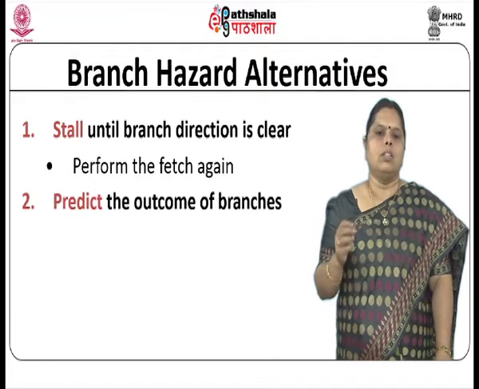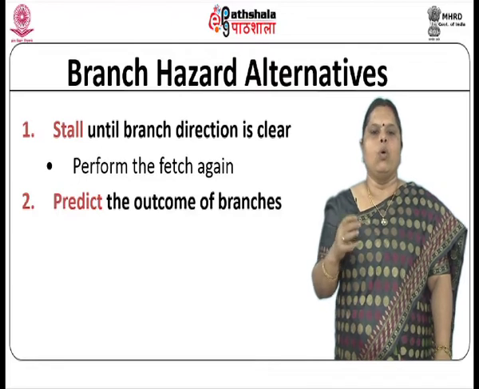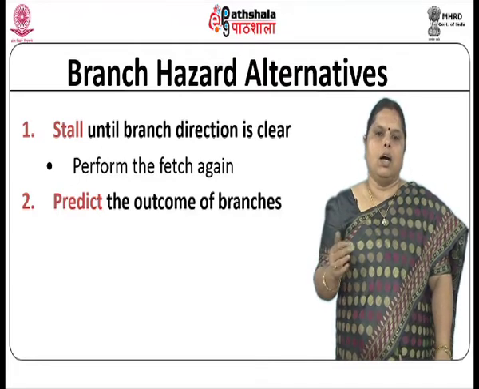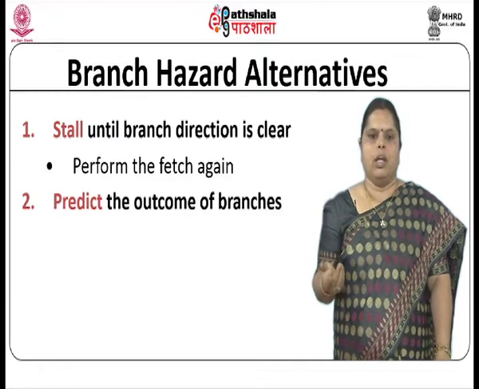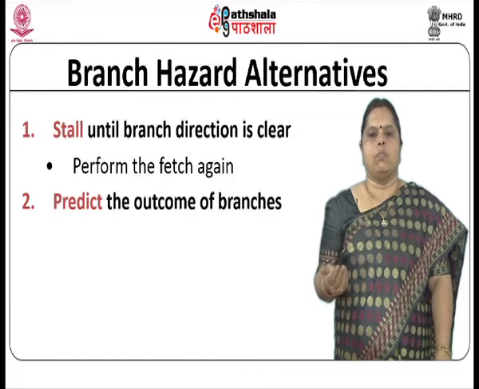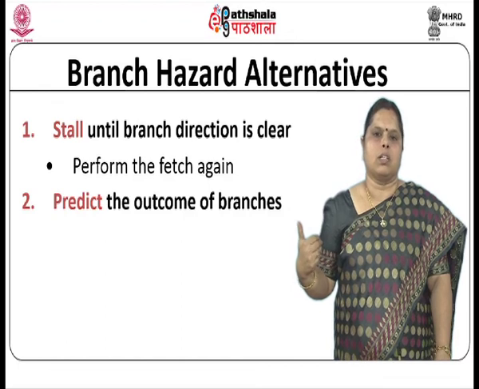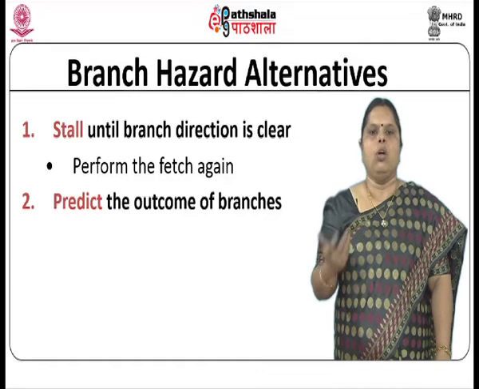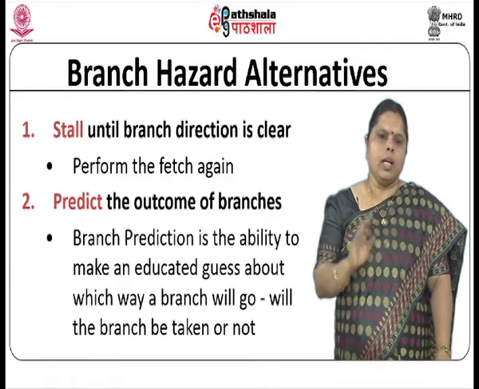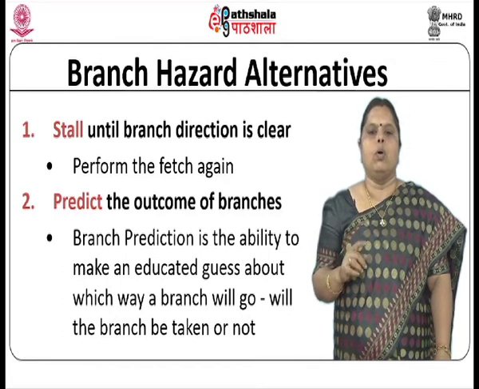The second one is, instead of just remaining idle and waiting for the branch to get resolved, you can go ahead and predict the outcome of branches. After all, there are only two outcomes. The branch is either going to be taken or not taken. Based on the prediction, you can start fetching the next instruction. If your prediction is correct, you do not have to pay the penalty. If your prediction is wrong, you will have to pay the penalty. Branch prediction is the ability to make an educated guess about the way a branch will go, whether the branch will be taken or not.